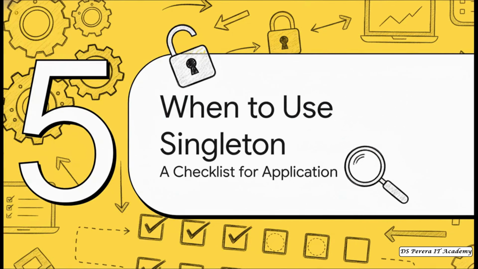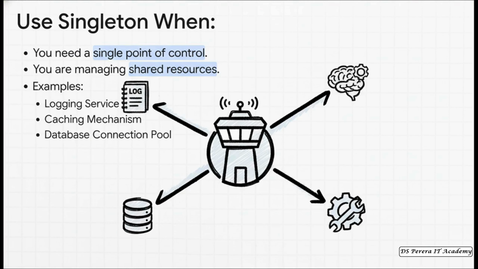All right, so we've got the what, the why, and the how all covered. Now let's get down to brass tacks. When should you actually use the Singleton pattern in your own code? Let's go through a quick checklist. So here's the rule of thumb. You should reach for a singleton when you absolutely need a single, central point of control for some kind of shared resource that your whole application uses. A great example is a logging service.